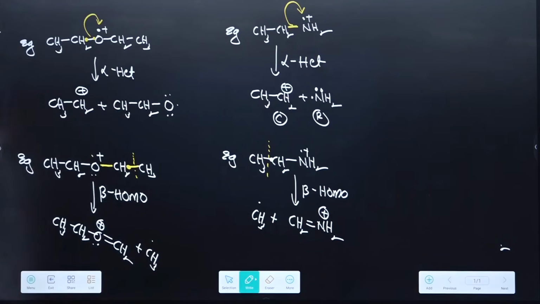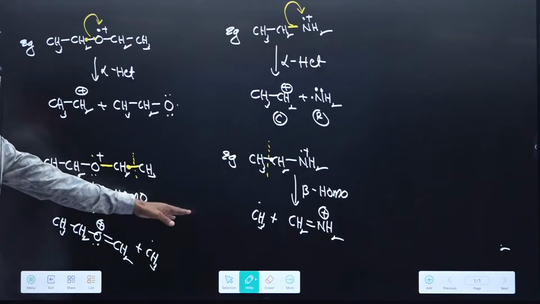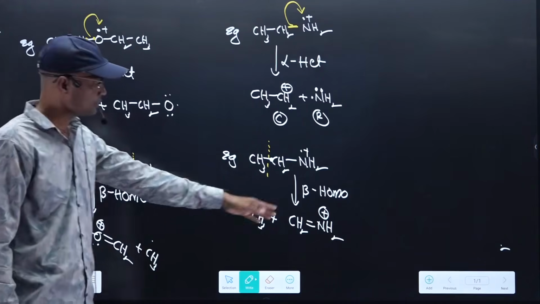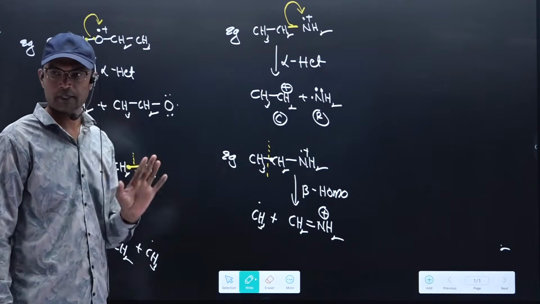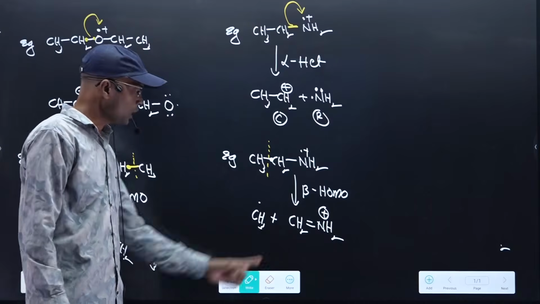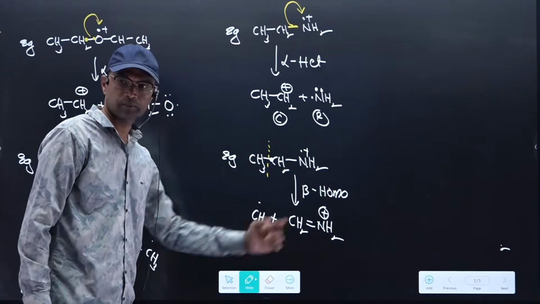I'm not writing the m/z values. Every time we write down the m/z value separately. Right now time is not there. So after completion of this class, while you are revising at home, just write down the m/z values. Practice slowly, you will get it. Carbon 12, nitrogen 14.